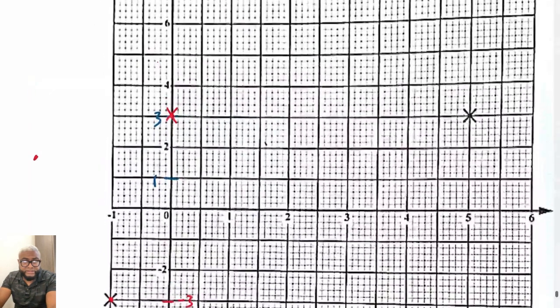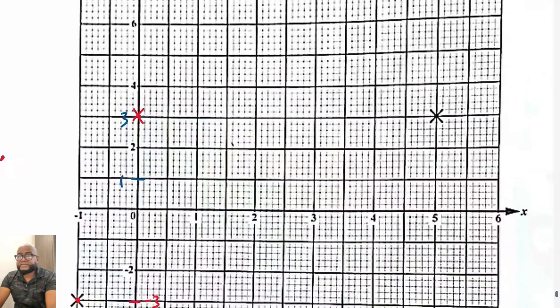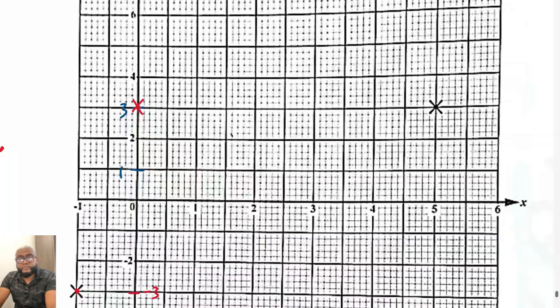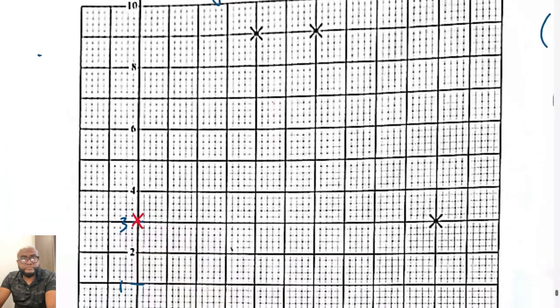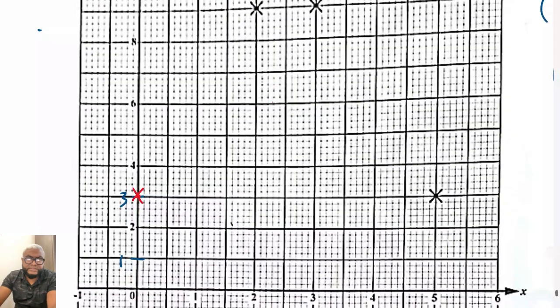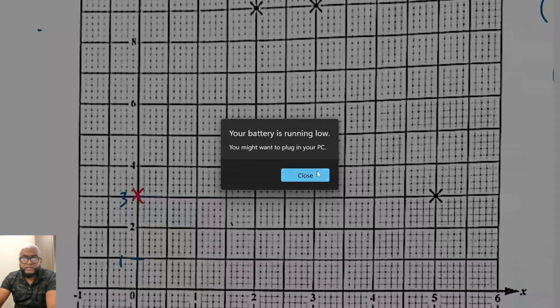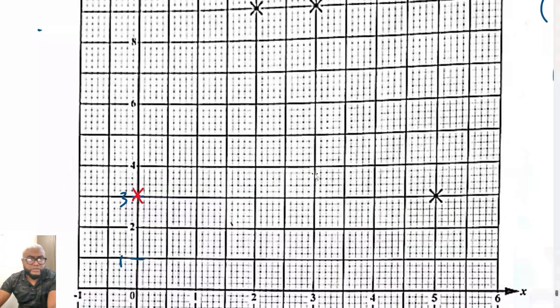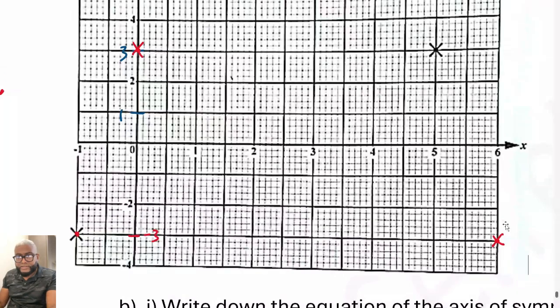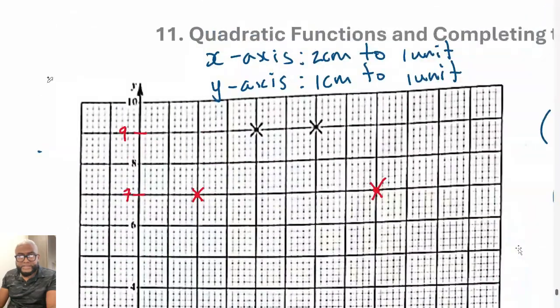Priya, you're looking real good. Next coordinate. What's the next coordinate? 1, 7, right? Hold on. Right? So we plot all our points that were given in the table below.